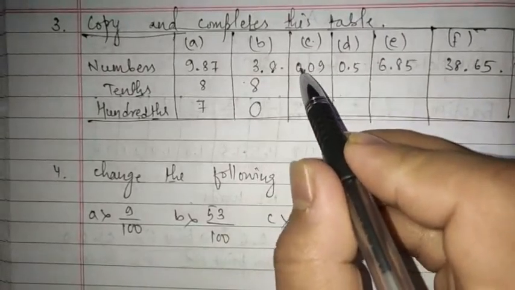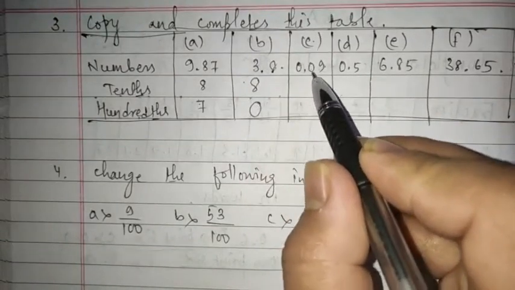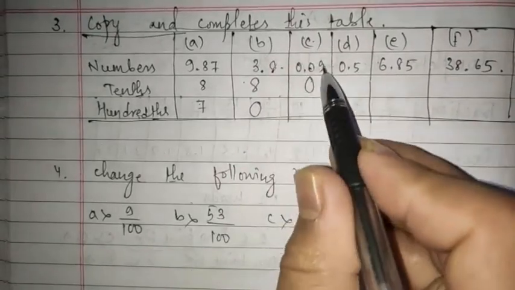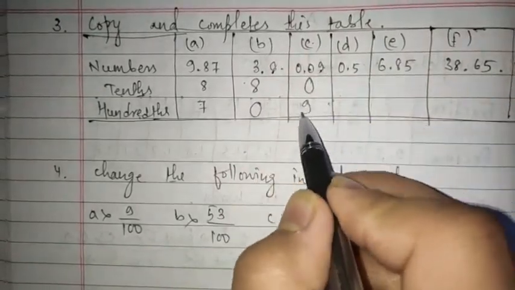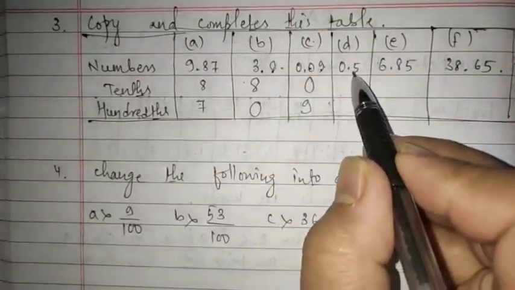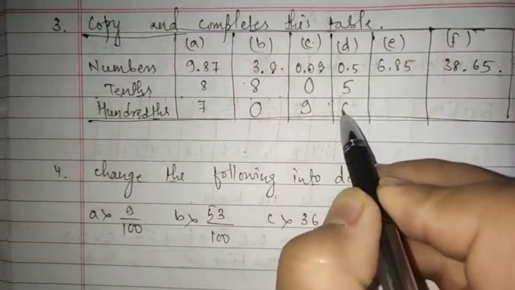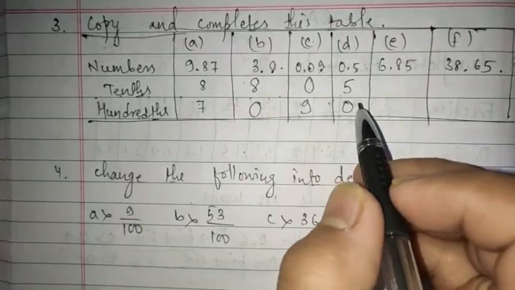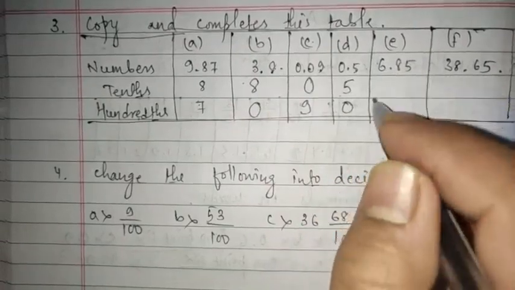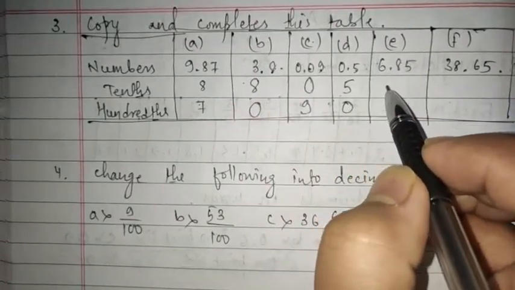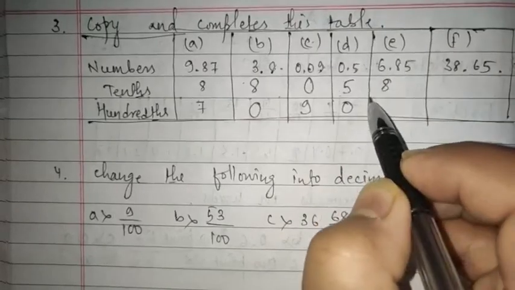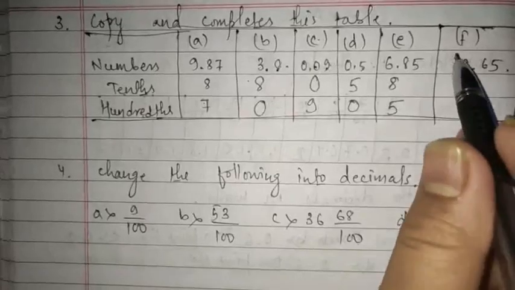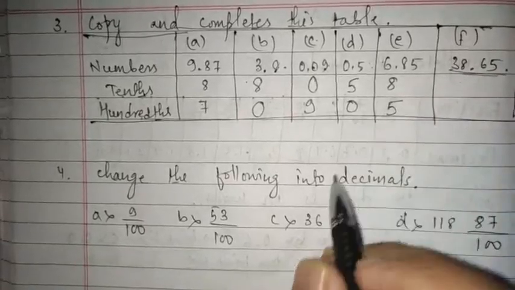Here, 0.09. What is the tenths position? This is the tenths position, which is 0, so you write 0. What is the hundredths position? It is 9, so you write 9. Similarly here it is 5, then 0, because after the tenths position there is no digit, so you write 0. Similarly for 6.85, you write tenths as 8 and hundredths as 5. This is your home assignment. You are going to do it yourself.